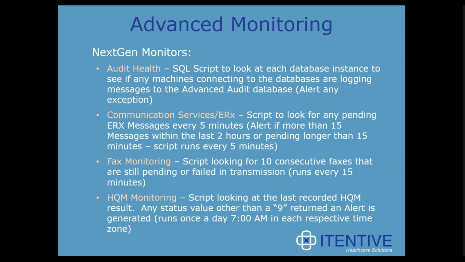HQM monitoring. This script looks at the last recorded HQM result. Any status value other than a 9 returns an alert. It's run once a day at 7 a.m. in each of the respective time zones. It is important that your HQM portal be up to date because you want current information for quality reporting to federal or commercial pay for performance programs. So this is another aspect that we want to make sure we're staying on top of.